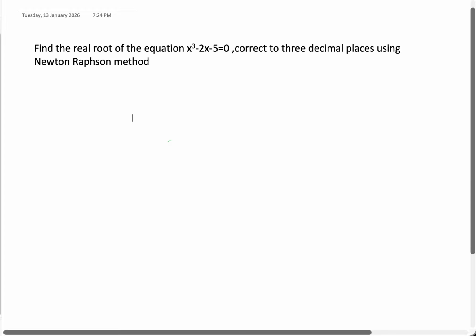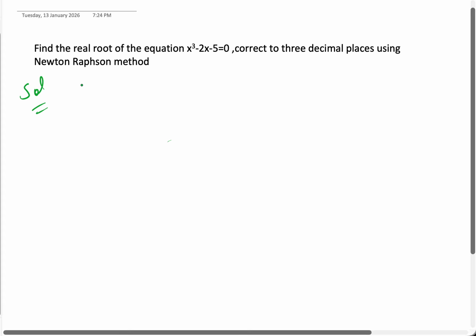So the question we have currently: find the real root of the equation x cubed minus 2x minus 5 equals 0, correct to 3 decimal places using the Newton-Raphson method. Okay, so let's try to solve it.